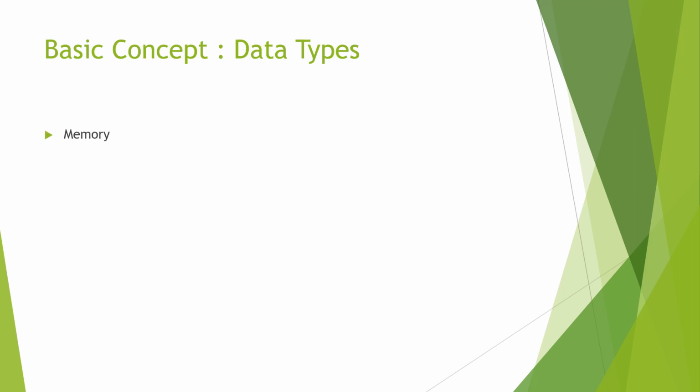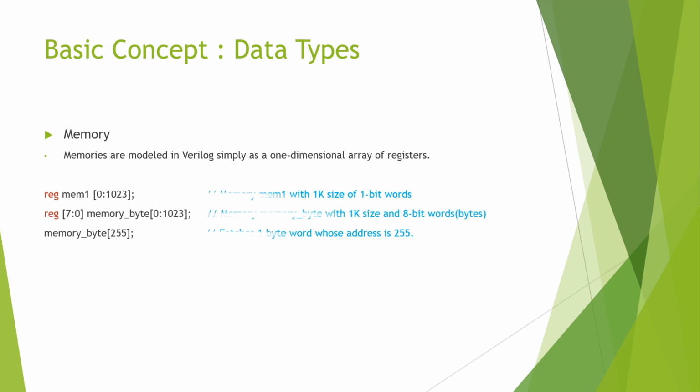Now memories. Memories are modeled in Verilog simply as a one-dimensional array of registers. Let's see some examples. Here, mem1 has 1024 locations. Each location is 1 bit wide because by default the reg data type is scalar. Second is memory byte that has 1024 locations. Each location is 8 bit wide. Suppose we want to access 1 byte from the 255th location in memory byte, then we can write memory byte 255 in the square brackets. It will fetch the 1 byte word whose address is 255. That's how we can manipulate the memory.